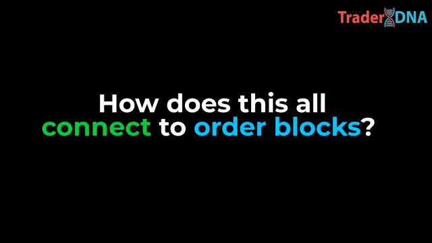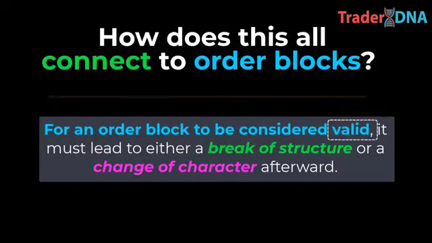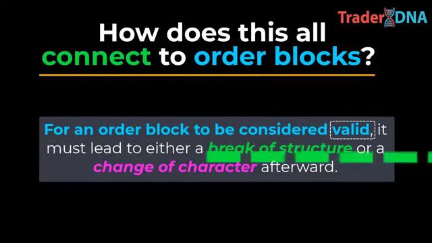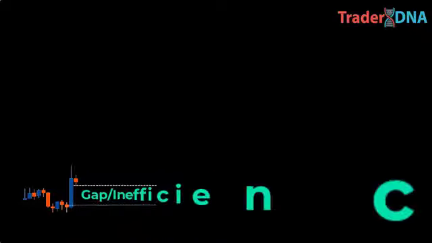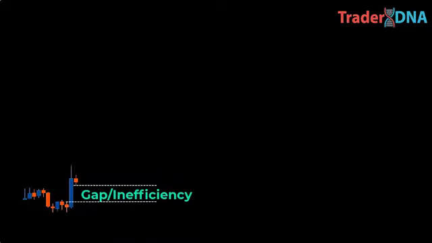So how does this all connect to order blocks? For an order block to be considered valid, it must lead to either a break of structure or a change of character afterward. Let's look at an example. In this chart, we see a strong upward move along with a gap, also known as inefficiency, which suggests a potential order block. But we can't just mark the order block immediately. We first need to see if the market creates a break of structure or a change of character.